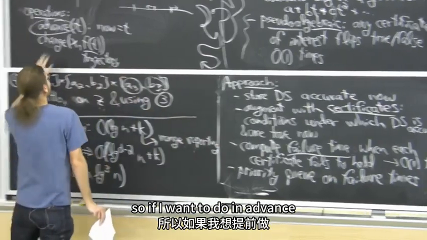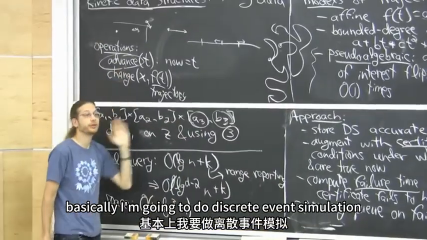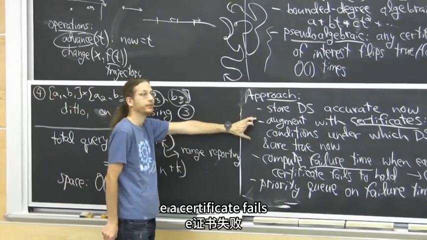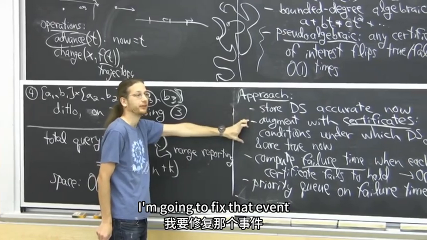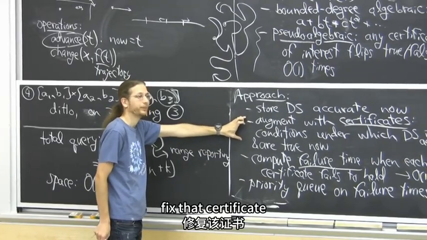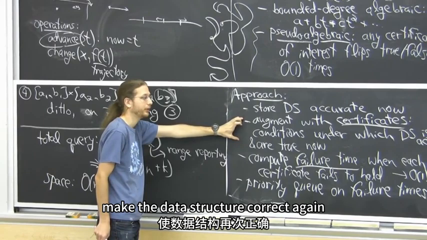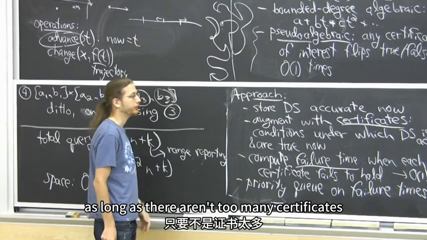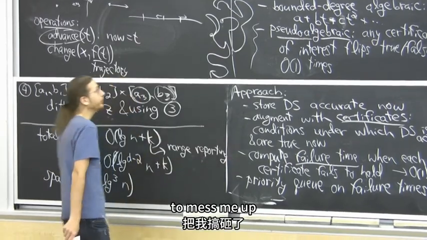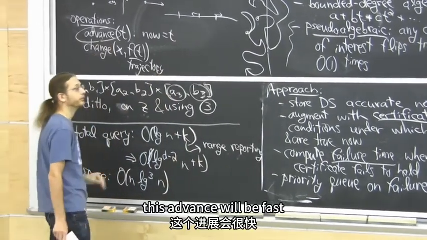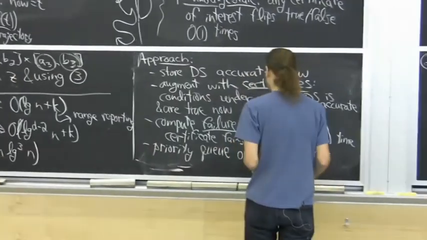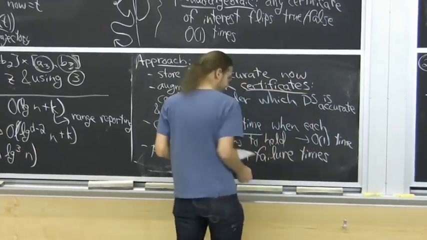So if I want to do an advance, basically I'm going to do discrete event simulation. I find the next event when something changes, i.e. a certificate fails. I'm going to fix that event, fix that certificate, make the data structure correct again, then advance to the next failure, repeat. As long as there aren't too many certificates to mess me up, this advance will be fast.